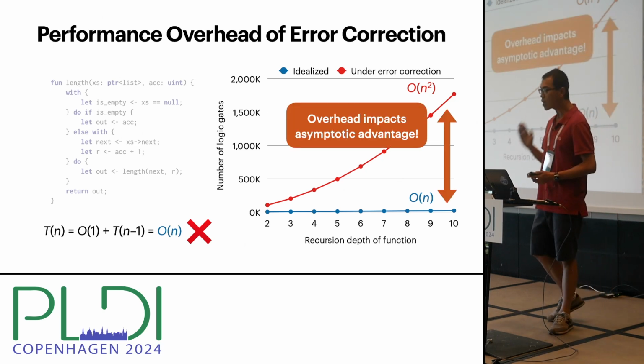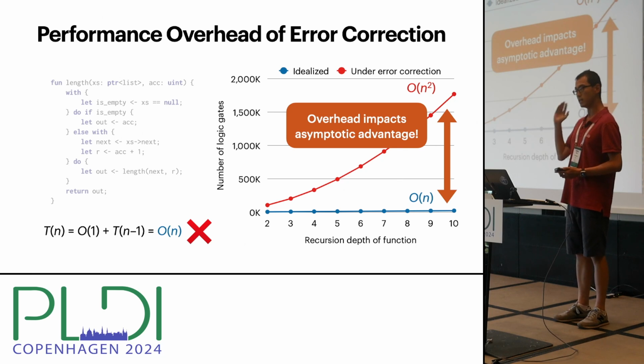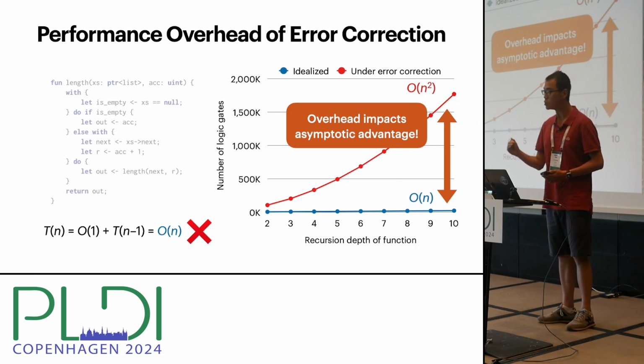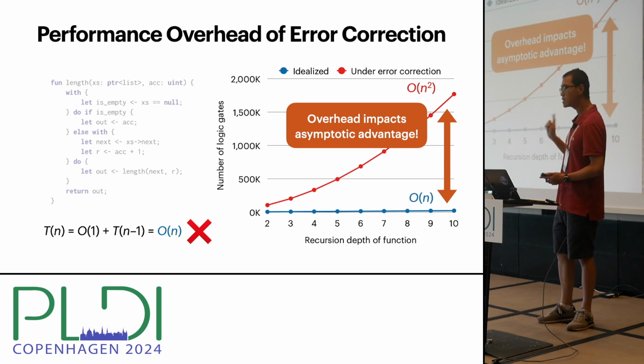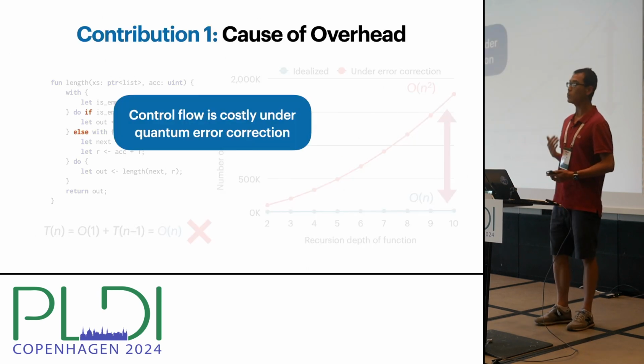That's an asymptotically worse result, which, if you think about it, is going to mean that the implementation of the program may not achieve the same asymptotic advantage that the quantum algorithm is claiming in the first place. So what causes this discrepancy, and how do we avoid it as programmers? Well, that's the question that we answer in this work.